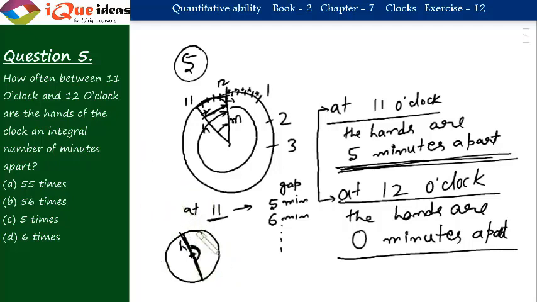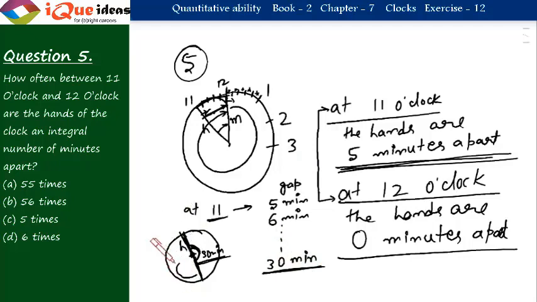Listen very carefully. The total entire round is equivalent to 60 minutes. Here, when the minute hand and hour hand become opposite to each other, the gap will be of 30 minutes, right? So at 11 o'clock, the gap was 5 minutes. After some time, it will be 6 minutes, then 7 minutes, then 8 minutes, up to 30 minutes. We don't need the time. I'm just saying that at some point, the gap will be 30 minutes.